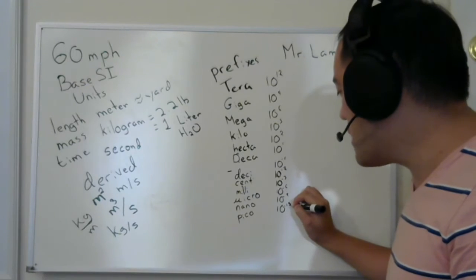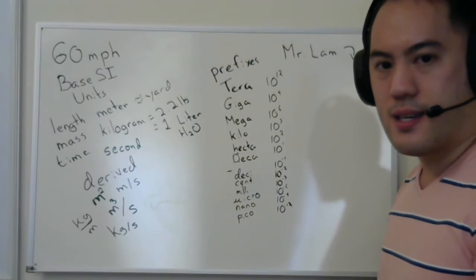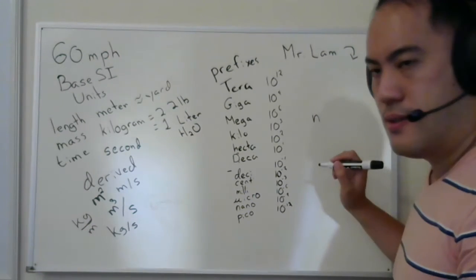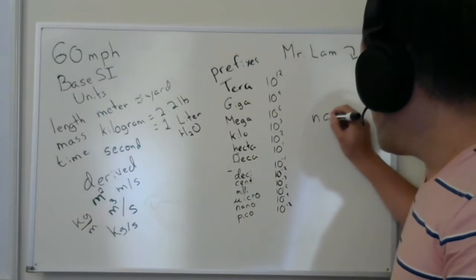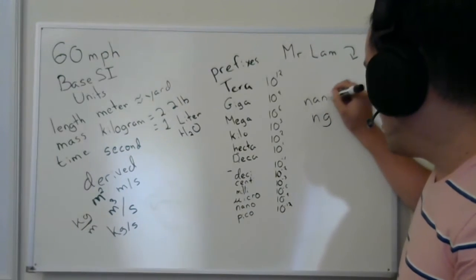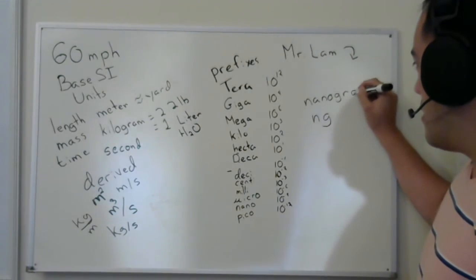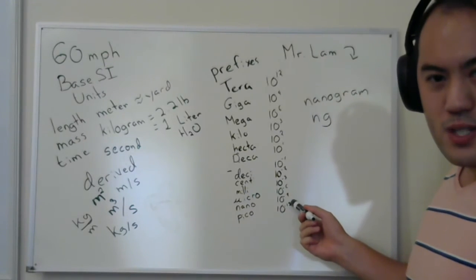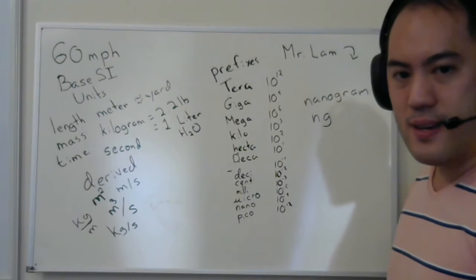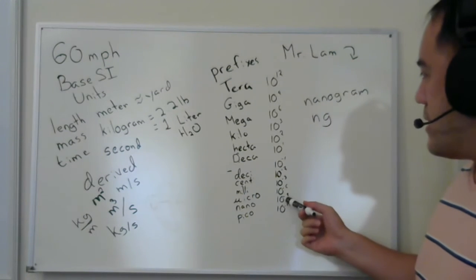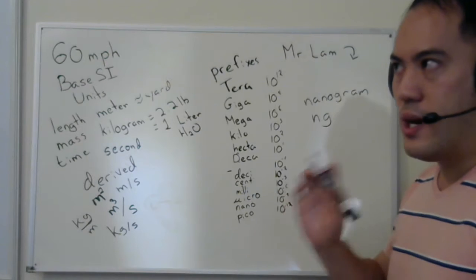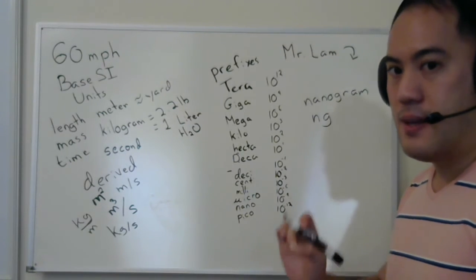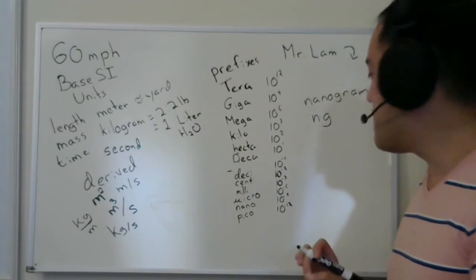So if you see some weird units in a physics problem like nanograms, that just means it's 10 to the negative 9th. I wrote a little too small, but I'll send something out and I'll try harder next time. It's 10 to the negative 9th gram, so it's one billionth of a gram. Much, much, much less than a single gram.